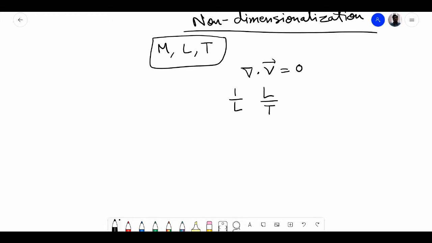So what we are saying here is del dot V is equal to 0, and this 0 has dimensions 1 by time. Alright, in an equation, the dimensions of all the terms have to be the same. Only then it is a dimensionally consistent equation. So if there is an equation, you can verify that all the terms have the same dimensions.